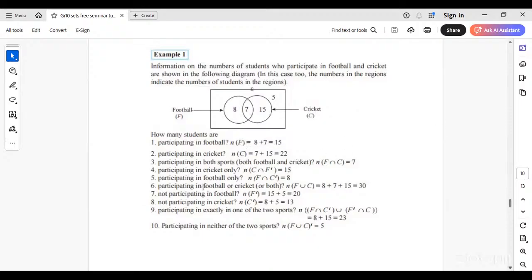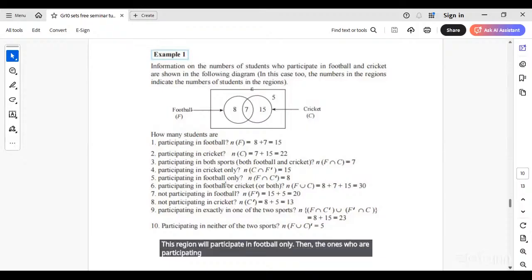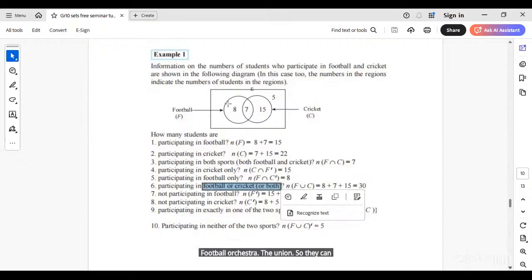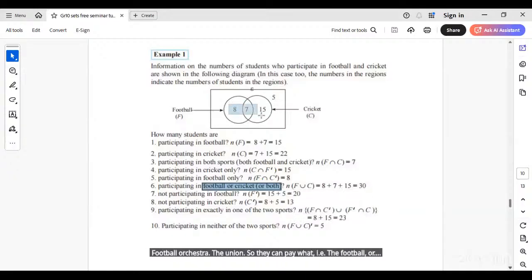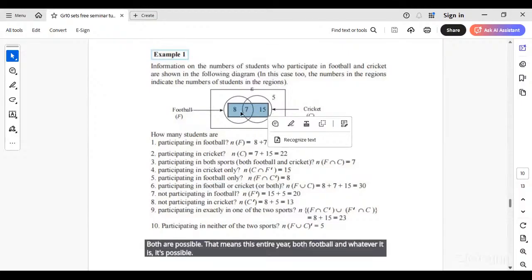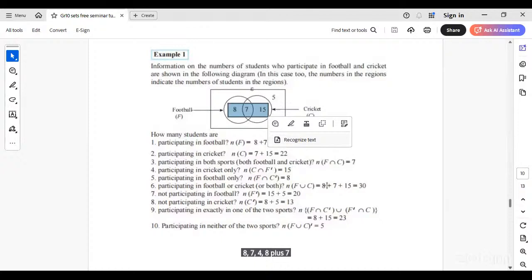Then the ones who are participating in football or cricket or both are the union. They can play either football or cricket, both are possible. That means this entire union: 8 plus 7 plus 15 is the answer. That means 30.